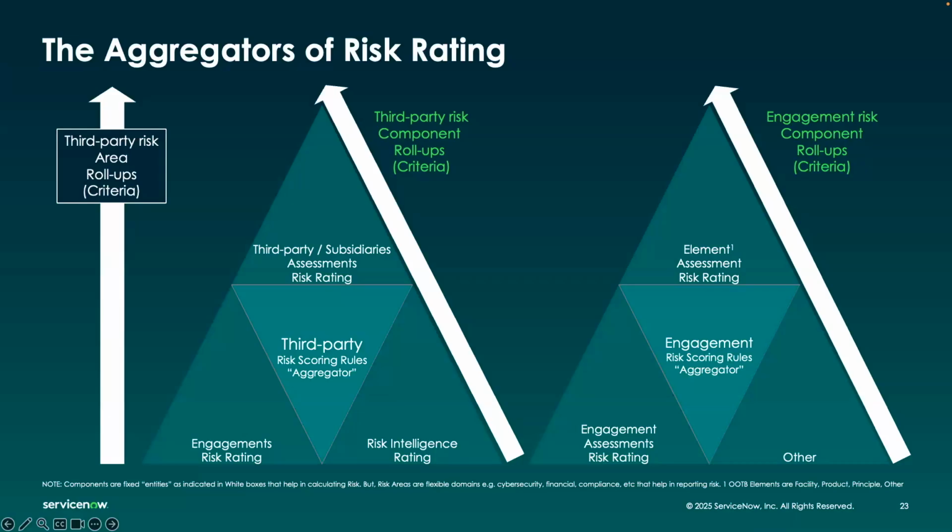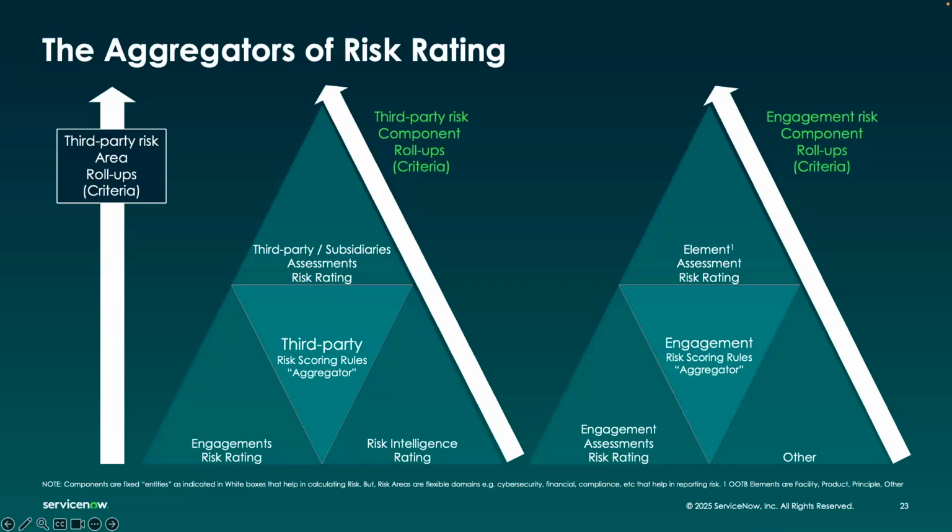Now, let's look at the engagement risk scoring rule, which operates similarly but at the engagement level. It also uses two inputs: engagement component criteria and risk area criteria.